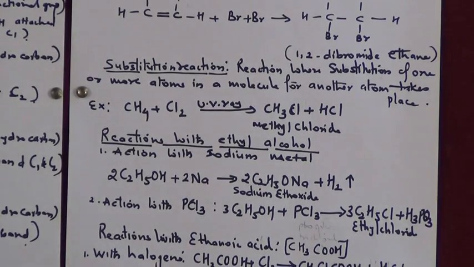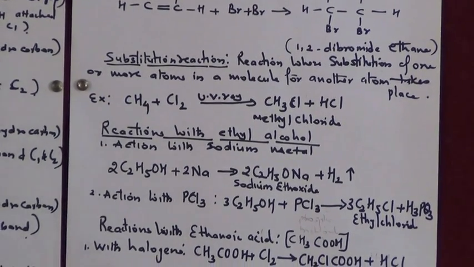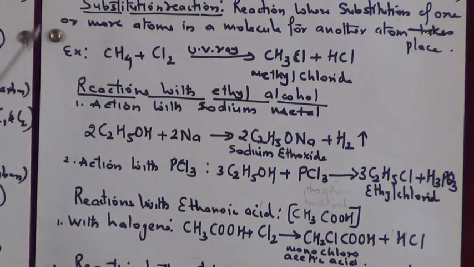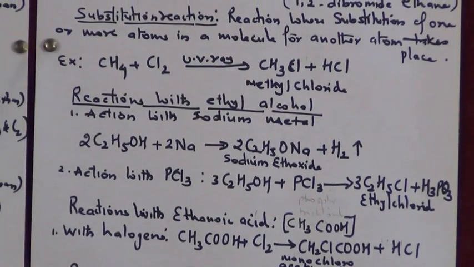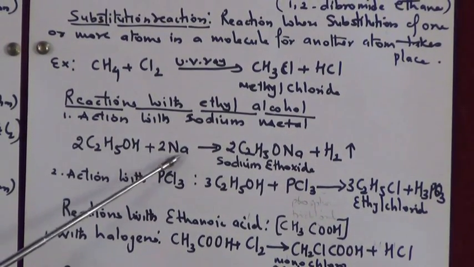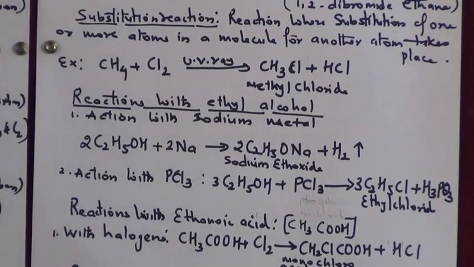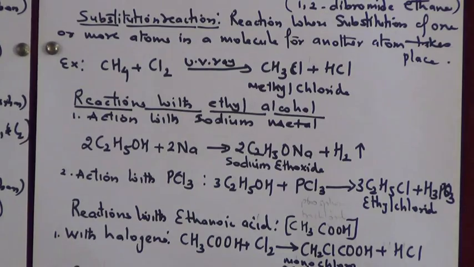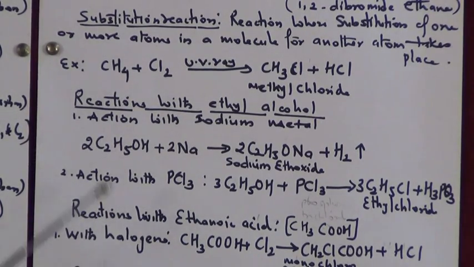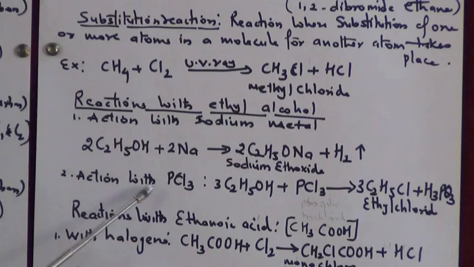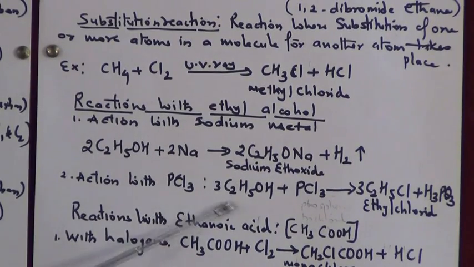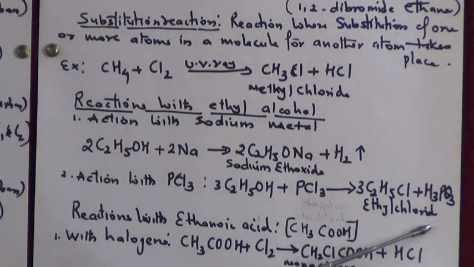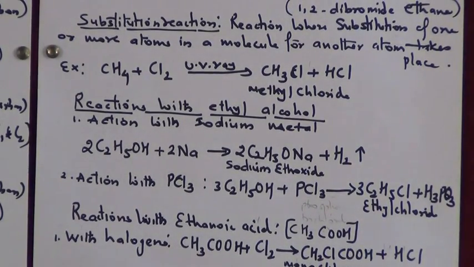Hence it is called a substitution reaction, because one hydrogen atom is substituted by chlorine to form a new compound. Now let us see the other reactions of ethyl alcohol and ethanoic acid. First, the reactions of ethyl alcohol. When ethyl alcohol reacts with sodium, it gives a new compound called sodium ethoxide, liberating hydrogen gas. Then the reaction of ethyl alcohol with phosphorus chloride: C2H5OH reacts with PCl3 to give ethyl chloride and phosphorus acid.